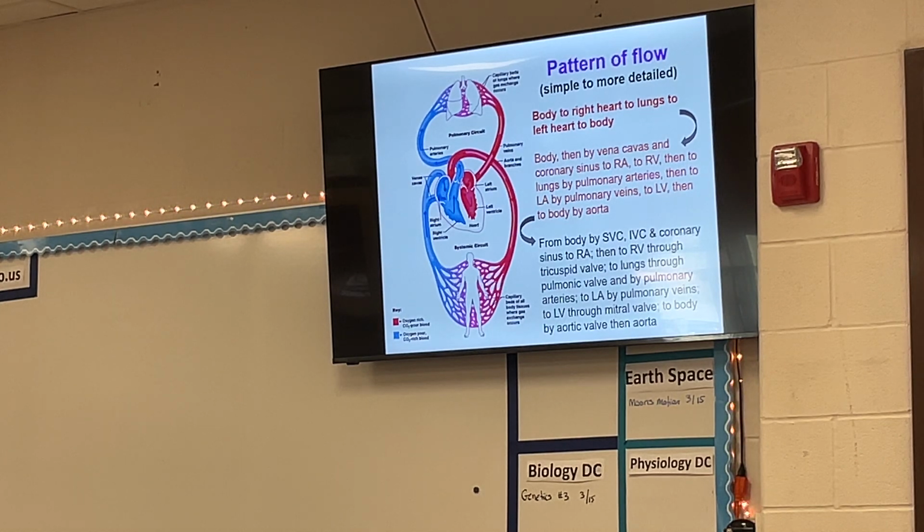And superior vena cava and inferior vena cava, we haven't talked about those yet because we haven't gotten to the vessels yet. So that's coming up next, is talking about the vessels. After we talk about the vessels, then we're going to talk about the blood itself. So that's kind of the pattern we're following here. We're going to talk about the vessels next, then we're going to talk about the blood, and then we'll talk about the respiratory system.